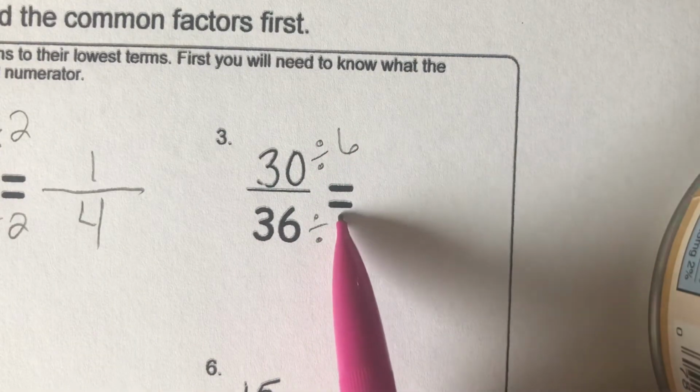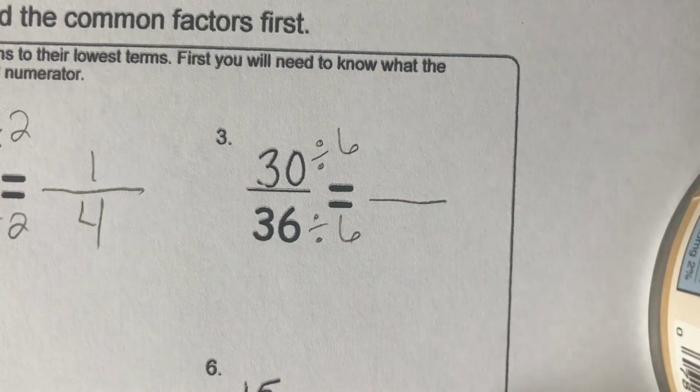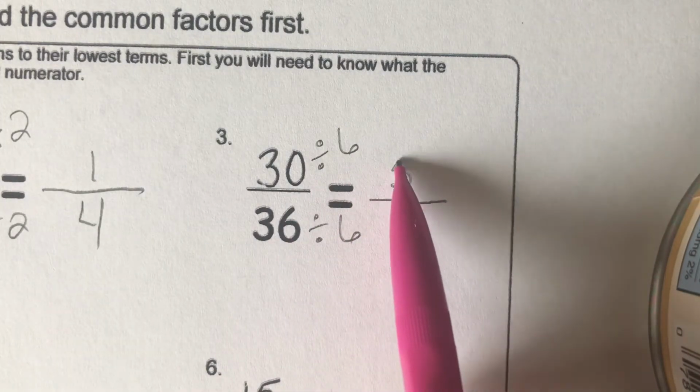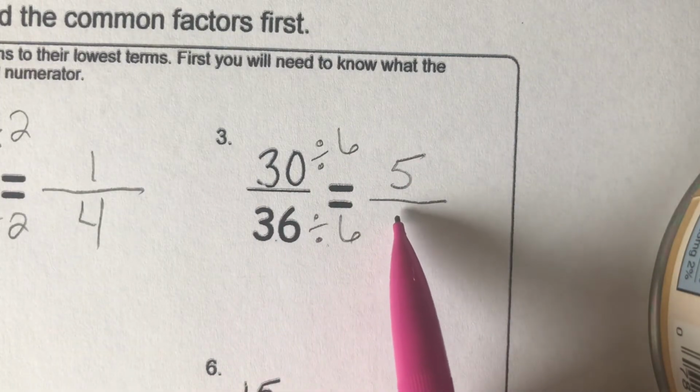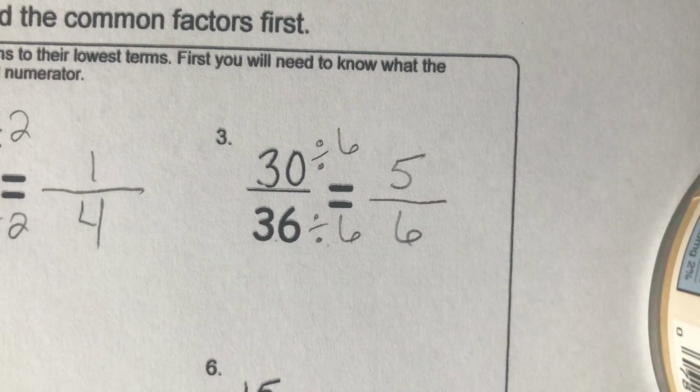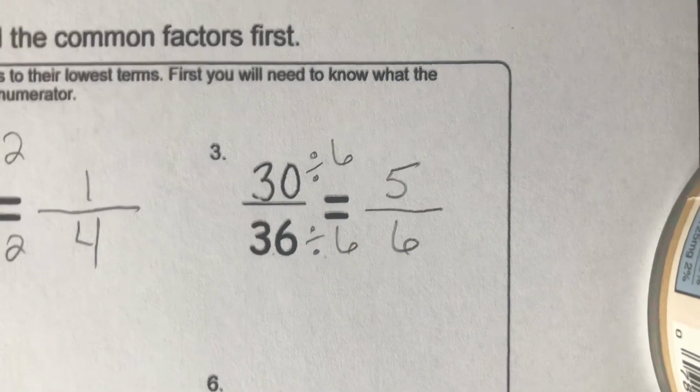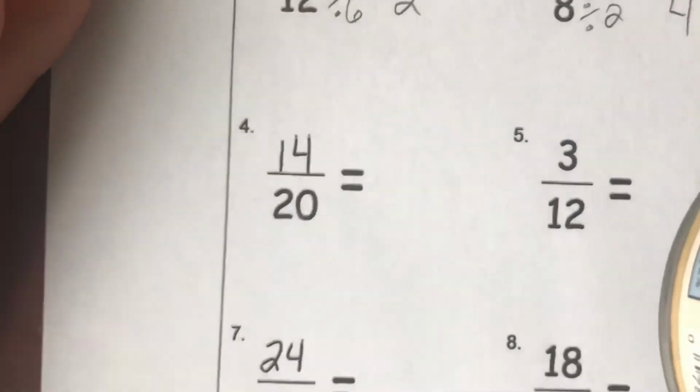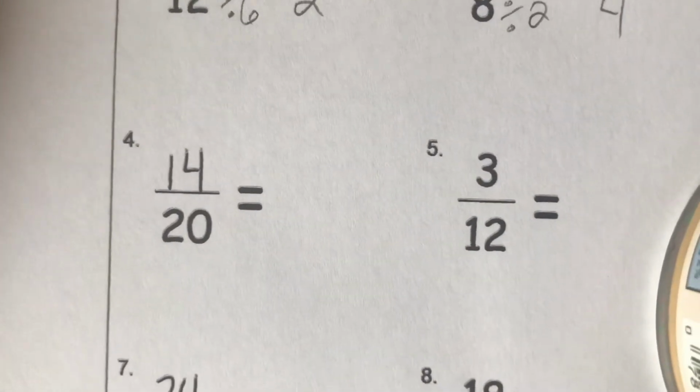All right, so here, hopefully you see it. They share a common factor of 6. 30 divided by 6 is 5. 36 divided by 6 is 6. Okay. 4, pause your video and try it first.